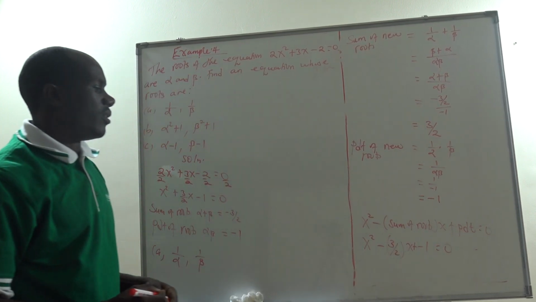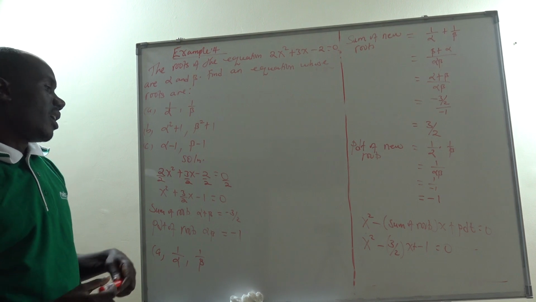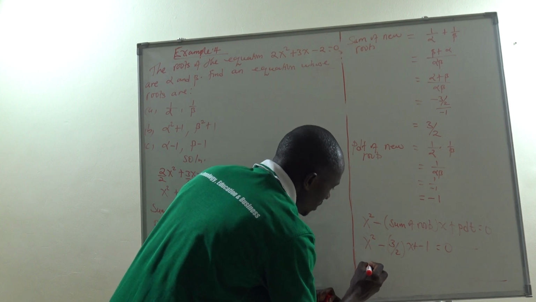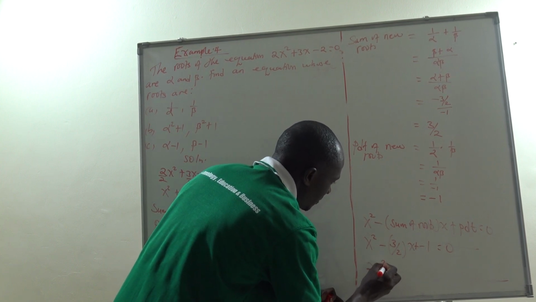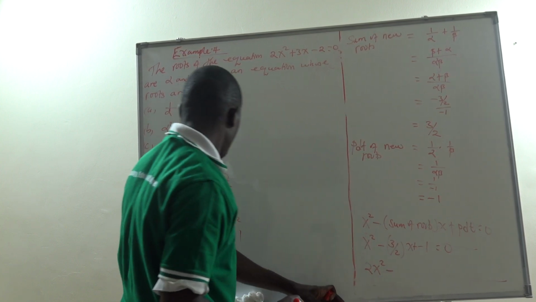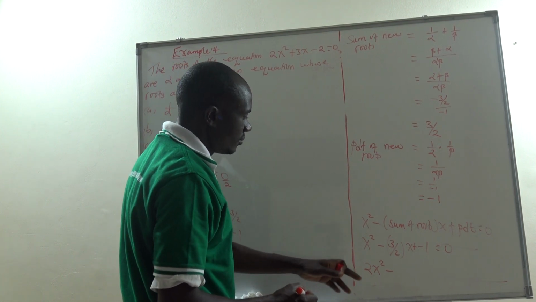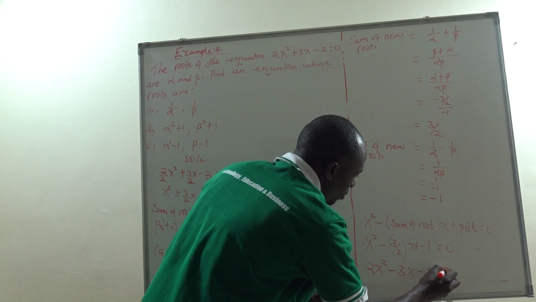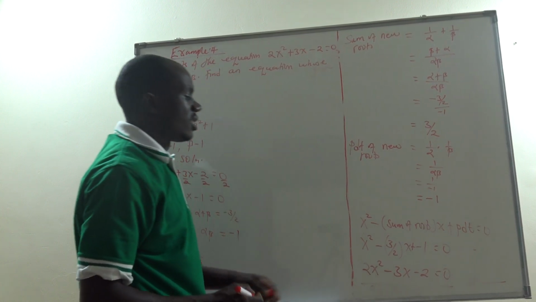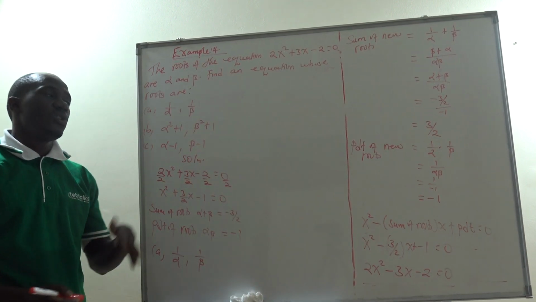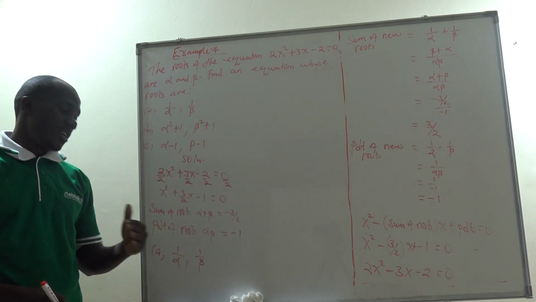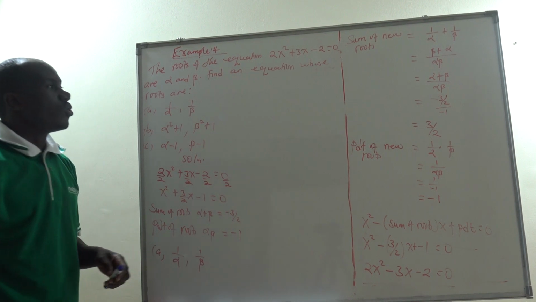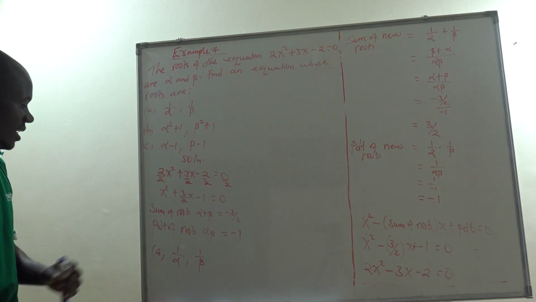So what is common? What is common is the LCM is 2 multiplied out by 2. So we are coming out with 2x squared minus 3x minus 2 equals 0. So this is the equation which has come out after given the new roots which we have. So we are now moving to part B.